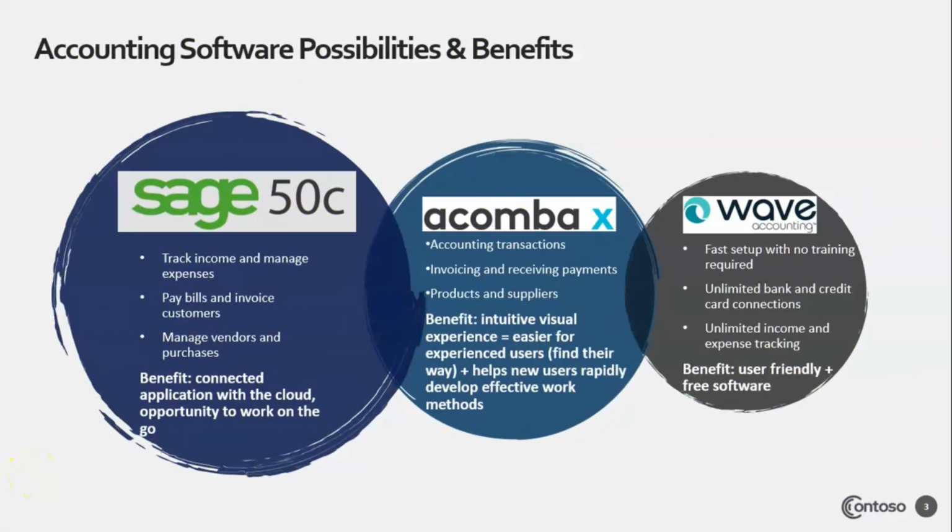So we have selected three different accounting software options. The first one is Sage 50C, the second one is Acomba X, and the third one is Wave Accounting. For Sage 50C, there are a lot of possibilities, such as tracking income and managing expenses, paying bills and invoicing customers, and also managing vendors and purchases. The benefit of this software is that it's a connected application with the cloud, so it gives you the opportunity to work on the go.